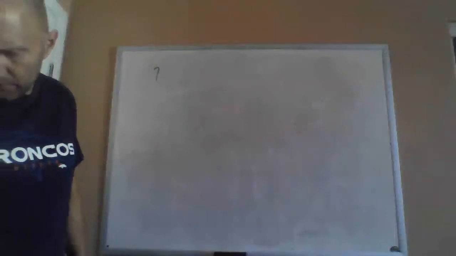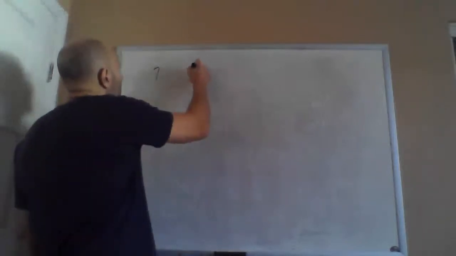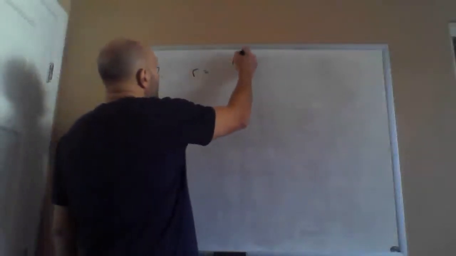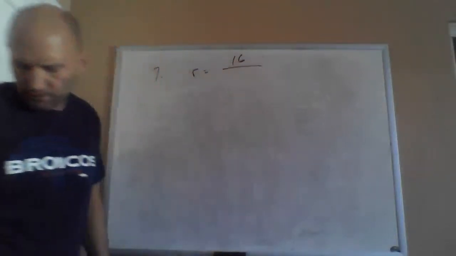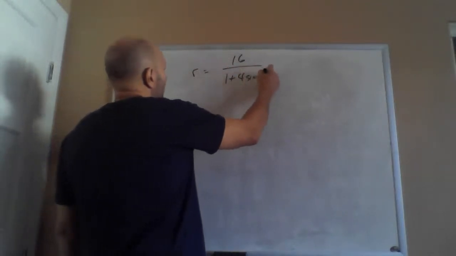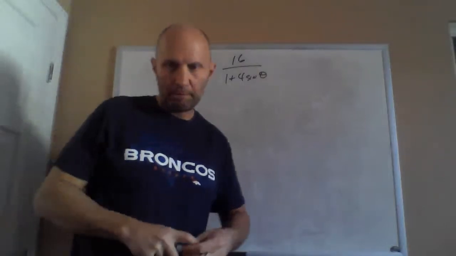All right, next one, number 7. So this is one of the trickier ones. We want to convert the rectangle, meaning, okay, so go ahead and type your question, Shane. So for 7, we have 16 over 1 plus 4 sine of theta. All right, now we'll hold up for the question here.